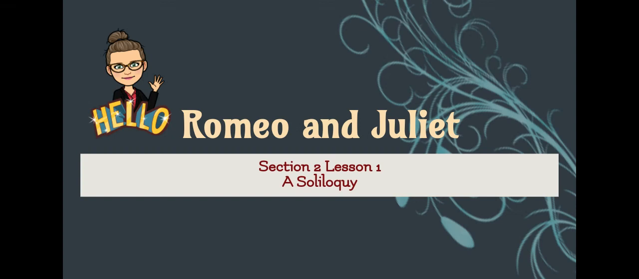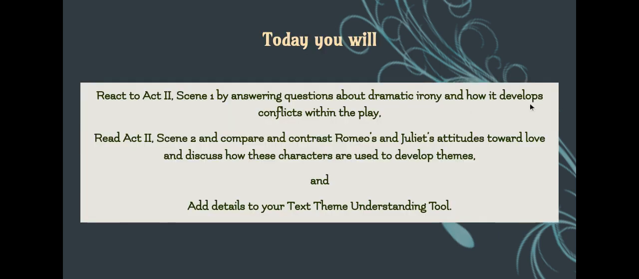Hello, and welcome to Romeo and Juliet, Section 2, Lesson 1, A Soliloquy. Today, you will react to Act 2, Scene 1 by answering questions about dramatic irony and how it develops conflicts within the play. You will read Act 2, Scene 2, and compare and contrast Romeo's and Juliet's attitudes toward love, and discuss how these characters are used to develop themes. And you will add details to your text theme understanding tool.